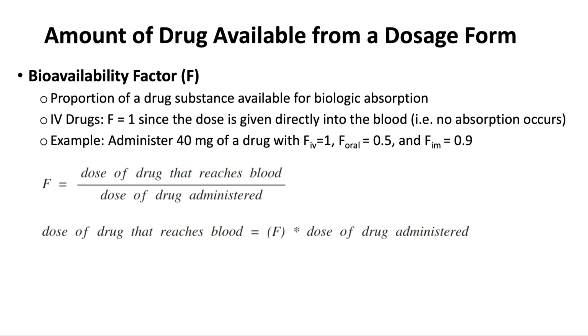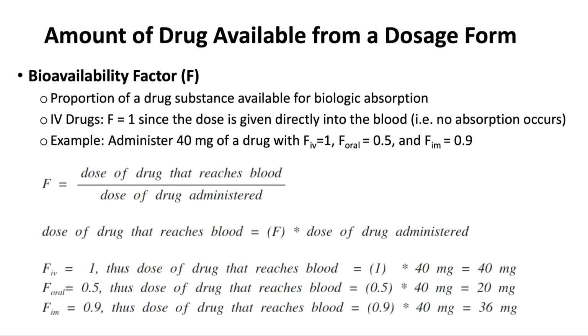So with all of that, let's look at an example to understand this idea. In this example, we're going to administer 40 milligrams of a drug by an IV route, an oral route, and an intramuscular injection route. And again, an IM injection, while it's still an injection, is not an injection into the blood, it's an injection into the muscle. So there's still some degree of absorption that's required.